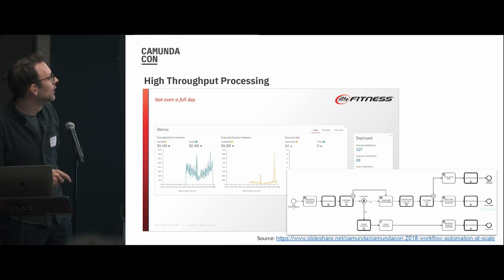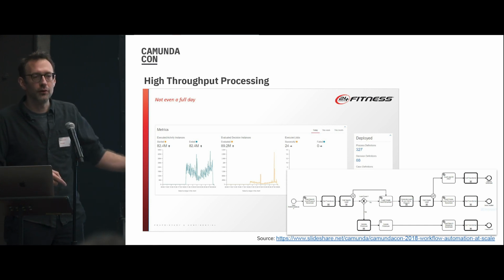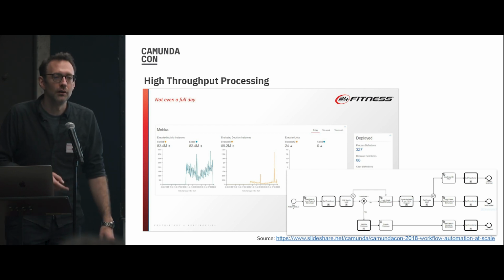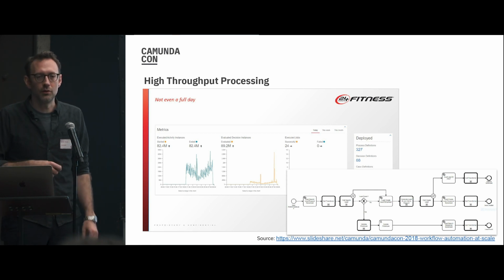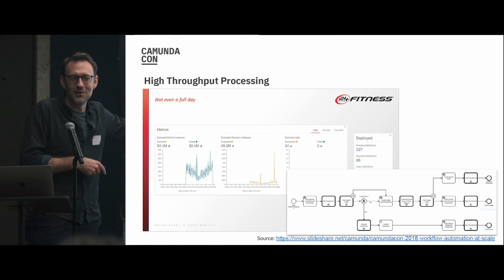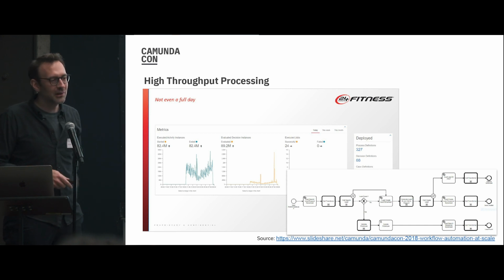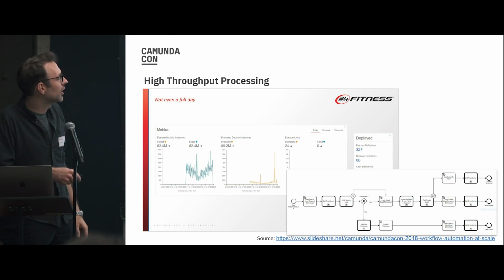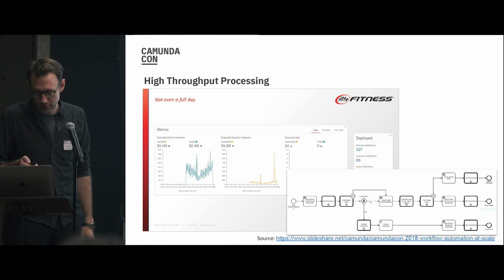So we can see here they have 327 processes that are deployed. They're executing millions of steps in their workflows every day. So this is not even a full day, and they're already at 82 million steps that they have executed in workflows. So obviously here, humans play a very small role, but it's all about high throughput processing of pretty fragmented processes, as we can see down here.